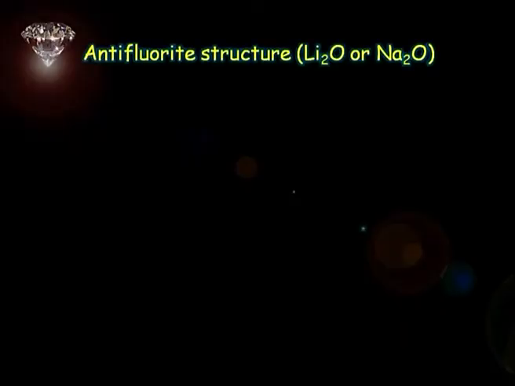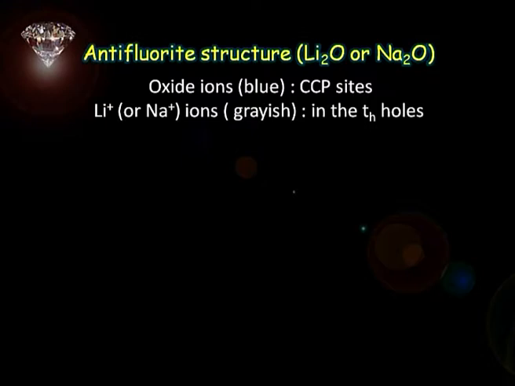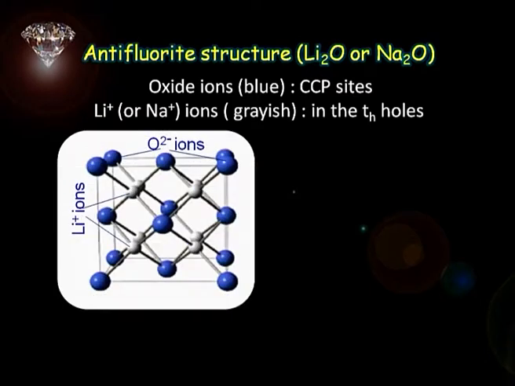Let me take one more example, say of antifluorite, or lithium oxide or sodium oxide. In this case again I need to make only 2 statements. Oxide ions form the CCP sites and lithium ions or sodium ions are in the tetrahedral holes. It is just like this, my structure is done. I make an FCC lattice, and wherever the lattice points are, I put my oxide ions, shown by blue balls in this case, and wherever there are tetrahedral holes, I put my lithium or sodium ions. That gives me the structure of antifluorite.